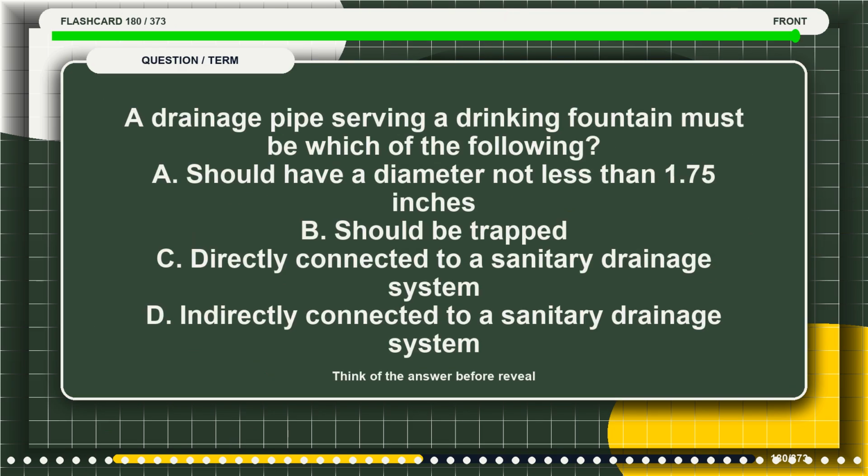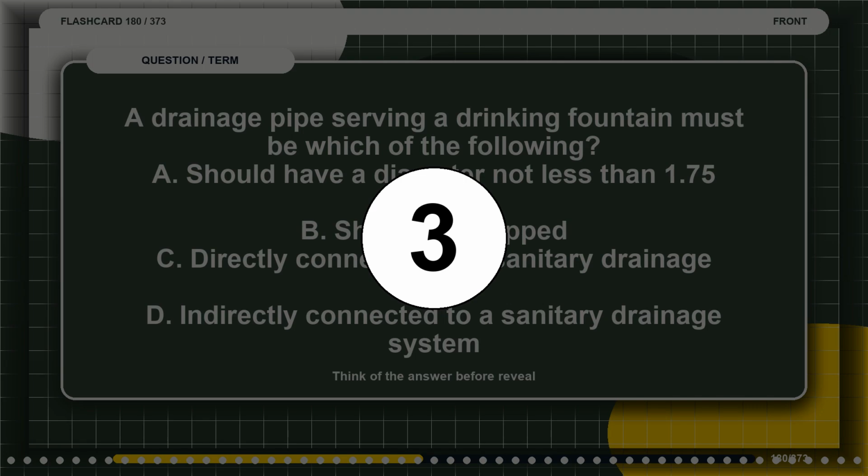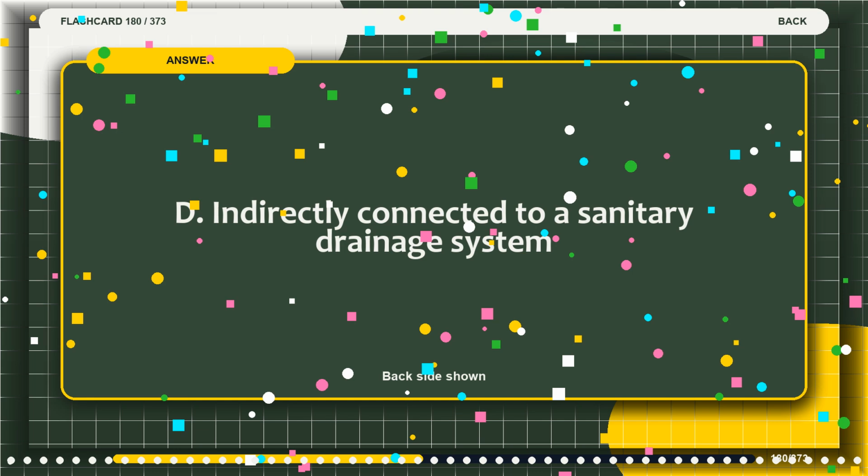Flashcard 180. A drainage pipe serving a drinking fountain must be which of the following? A. Should have a diameter not less than 1.75 inches, B. Should be trapped, C. Directly connected to a sanitary drainage system, D. Indirectly connected to a sanitary drainage system. Think of the answer before the reveal. The answer is D. Indirectly connected to a sanitary drainage system.